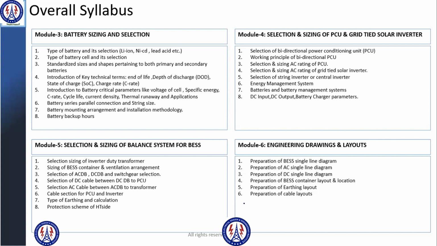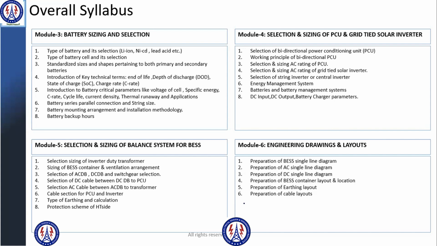Module number 5 is giving you the clarity about your transformer selection, your BESS container sizing and selection, right? ACDB, DCDB, switchgear parts, your cable selections, your earthing calculations, and the entire protection scheme for your HT side as well, right? So apart from your battery, apart from your PCU, what else remains to integrate your BESS into the network? That we are going to cover in module number 5.